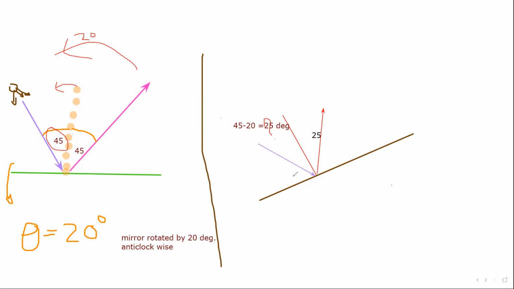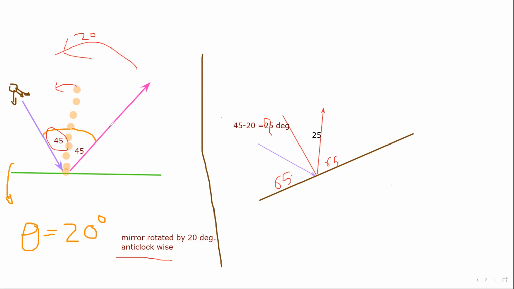This angle equals 90 minus 25, equals 75 degrees, and this also 75 degrees. Sorry, 90 minus 25 equals 65 degrees, and this also 65 degrees. In this case, when the mirror rotated anti-clockwise, the angle of incidence decreases by 20 and the angle of reflection decreases by 20.